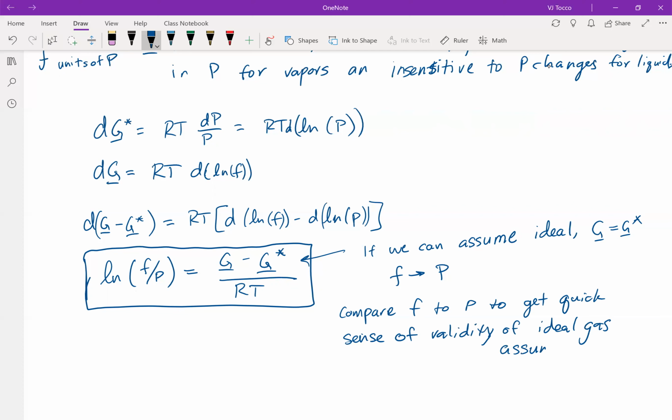All right, so that's just one example of how using fugacity is better than using Gibbs. And as we'll see, it's less sensitive to changes in pressure. You don't get these wildly different answers for just slightly different pressures.